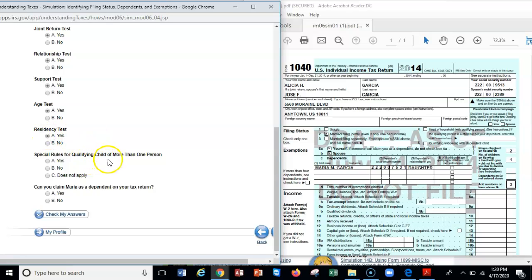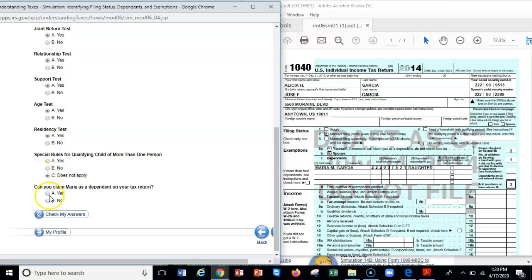Special rules for qualifying child of more than one person. Okay, this does not apply. That would be if two people that don't live together and do not file together can both claim Maria as a dependent. Like if the parents are divorced and they both can claim her as a dependent, then there's special rules for that. But this isn't the case. This is pretty easy.